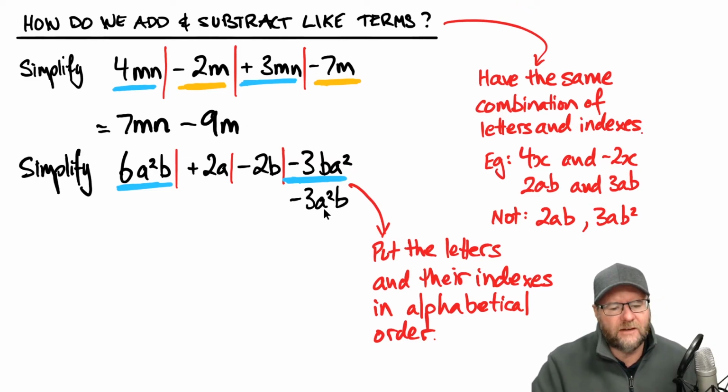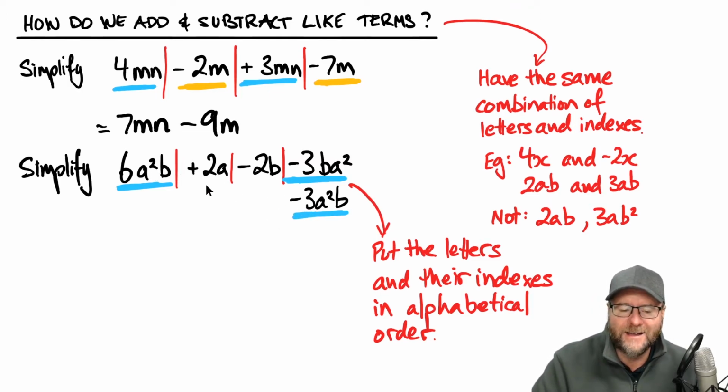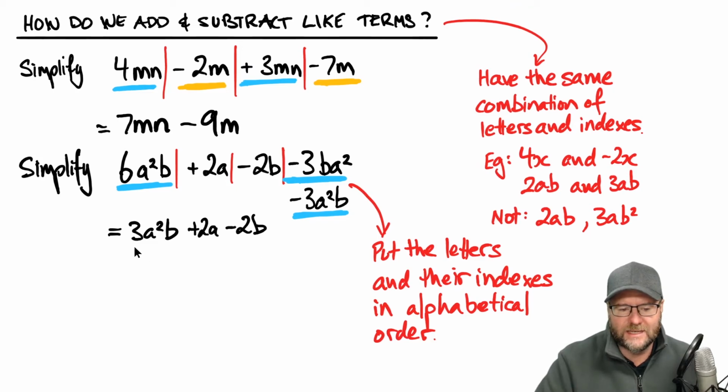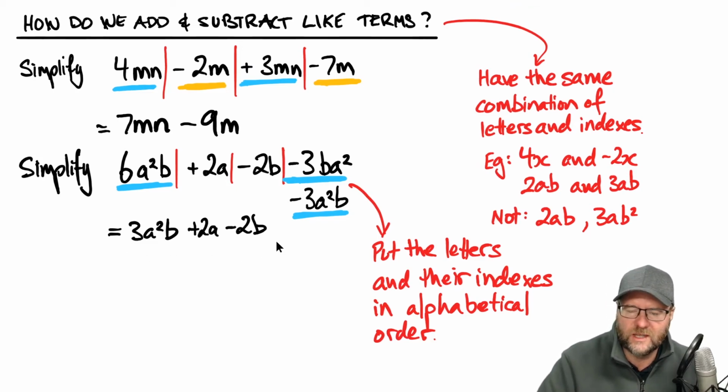So I always like to put them in alphabetical order so I can compare, because when I do that I can see now these are like terms. So I've got 6a squared b, take away 3a squared b, means I've got 3 of them left. 6 minus 3 gives me my 3. And the letters in my terms stay the same. These two I can't touch. I haven't got anything that's like terms with them, so they just stay in place where they're at. So our answer is this expression here.